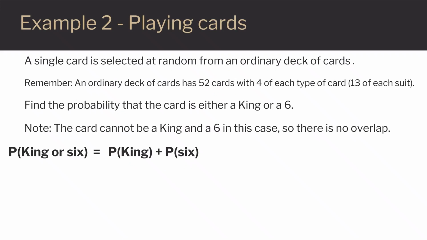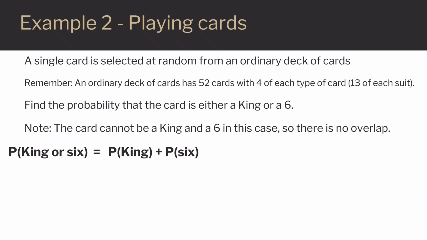Here's another example using playing cards. A single card is selected at random from a regular deck of cards. Find the probability that the card is either a king or a 6. Well, there are 4 kings and 4 sixes in the deck, and an ordinary deck has 52 cards total. First, note that kings cannot be sixes and vice versa, so there are no overlaps between these. We are using OR, so we will add the probabilities.